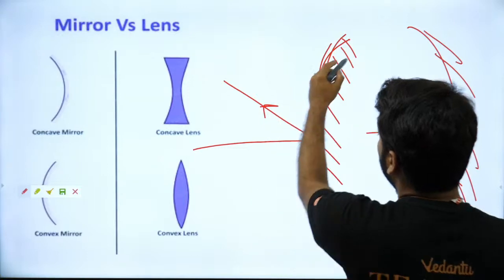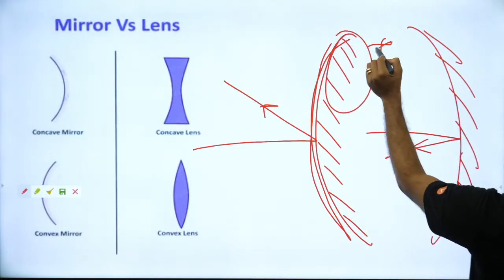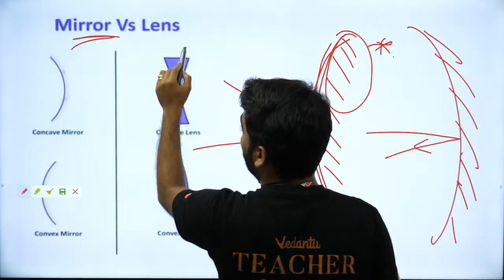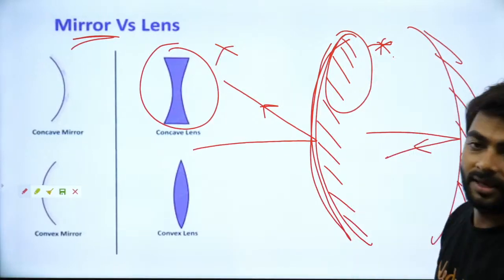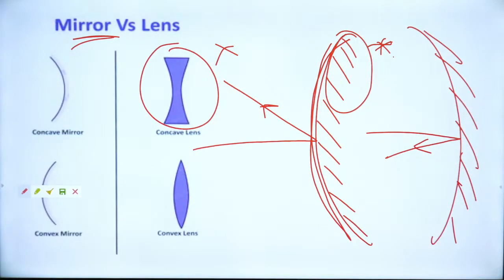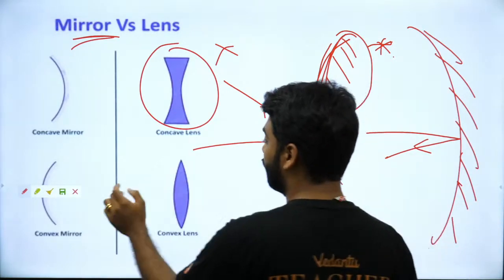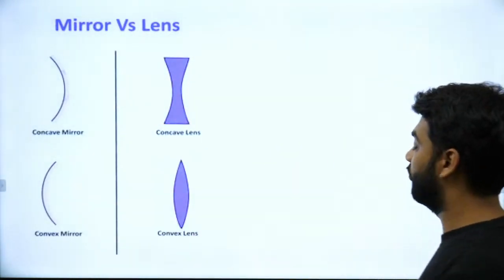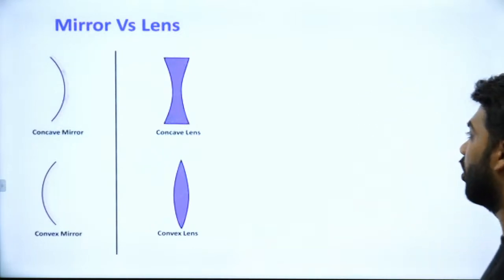Okay? So you have to show these lines. These lines are very important when you are showing a mirror. In a lens, there are no lines. In a lens, there are no reflecting lines. These are called the reflecting lines, right? So that is the difference between the concave mirror and convex mirror or lens, whatever.